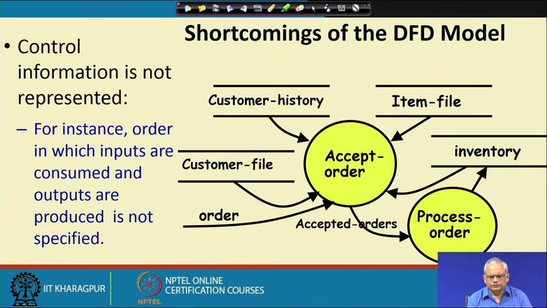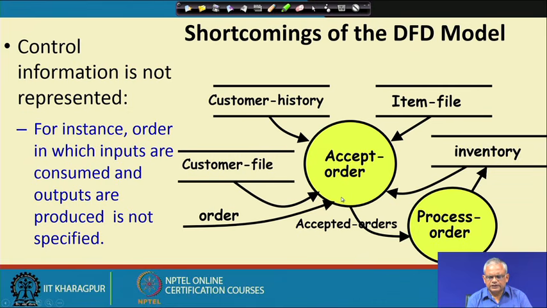Another major problem with the DFD representation is that control flow aspects are not represented. For example, we have this DFD model. Now, in what order does the accept order bubble take the data? Does it take first the customer history, then the item file, then the customer file, and then the order, or does it first get the order and then the customer file, and so on?